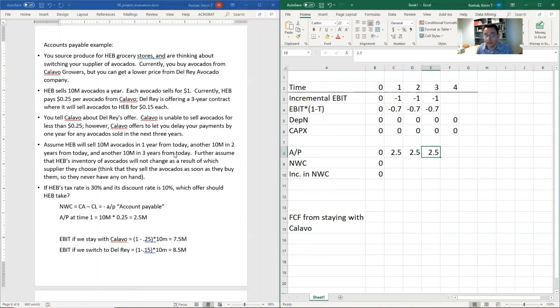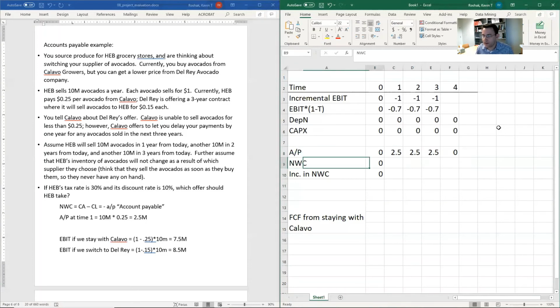Finally, then, this deal, remember, lasts for 3 years. You can delay your payments for 1 year for anything sold in the next 3 years. So finally, the bill comes due, right at time 4, we have to pay back the 2.5 million that we owe from the time 3 sales. So finally, the accounts payable goes to 0. Finally, we pay off everything that we owe from this contract. Okay, so that's what's happening to the accounts payable.